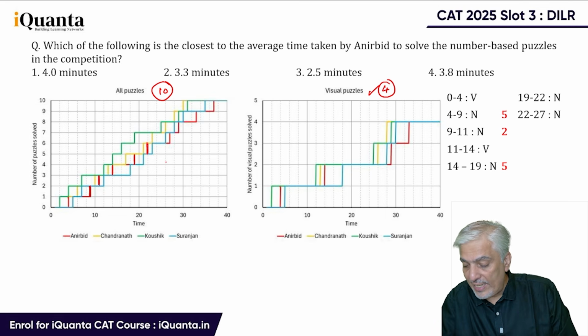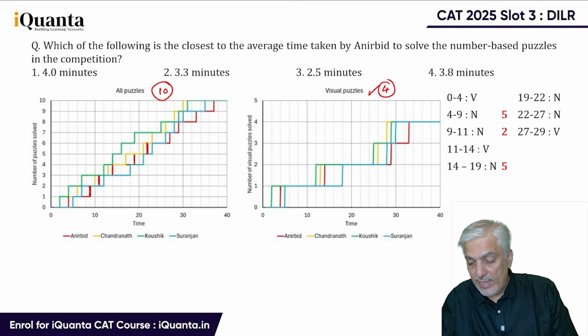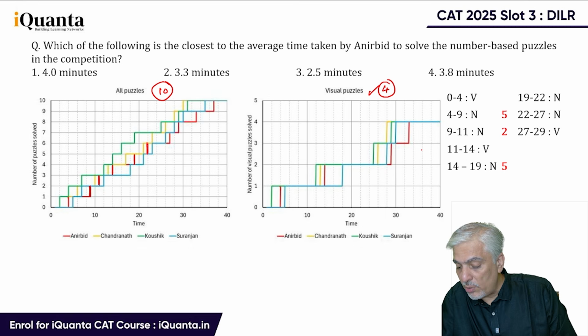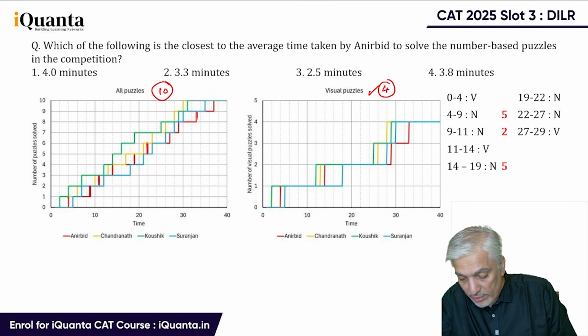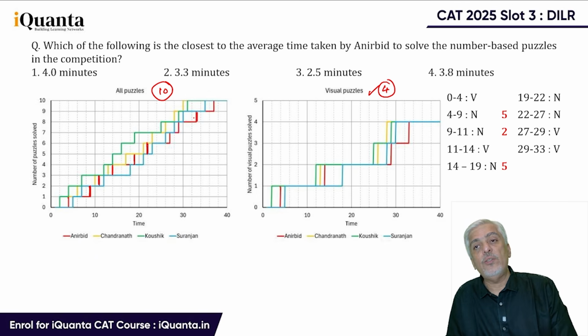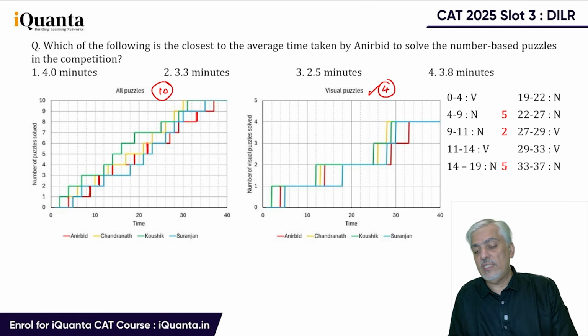27 to 29. That's a visual based puzzle because at 29 we have a visual based puzzle. So 27 to 29 is visual. And then the last visual was at approximately 33. But before that I have one more number based puzzle. What is that? That will be at, no, this is also 33. So 33 will be visual based. So 29 to 33 will be visual based, and the last number based puzzle will be over here. This is 33, 34, 36, 37. So 33 to 37 will be number based.